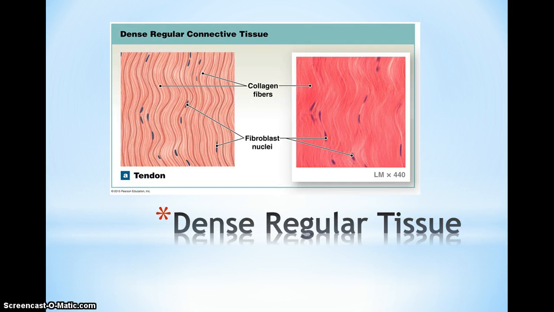The next is a dense regular tissue. Dense because the fibers are very tightly packed, regular because they are very close together and they are parallel. This is often only collagen fibers. There are numerous fibroblasts, and there may be some elastic fibers.